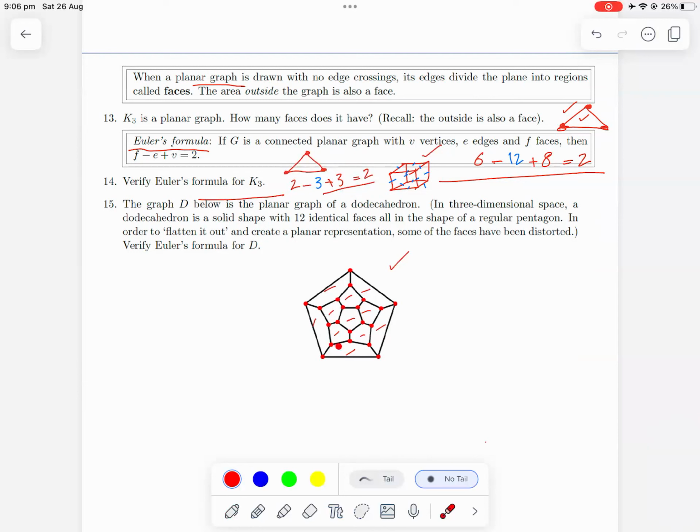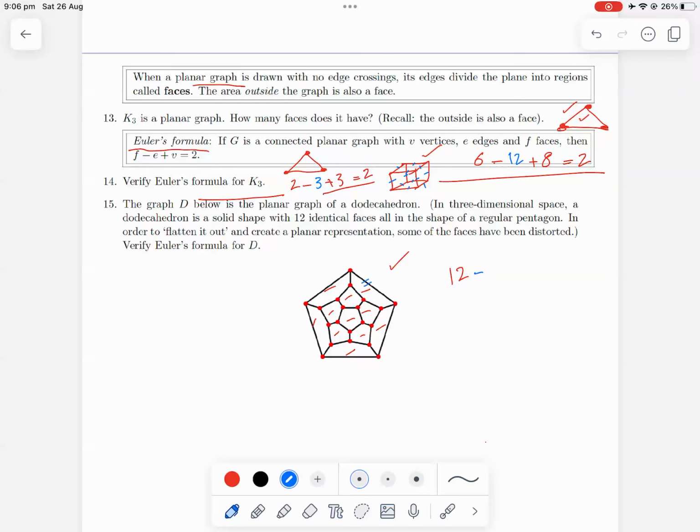8, 9, 10, 11, 12. So yeah, 12 faces. All right. And minus how many edges? Oh, okay, it's a lot.